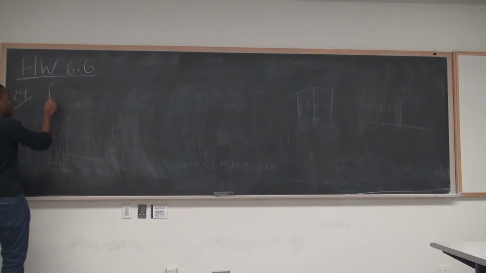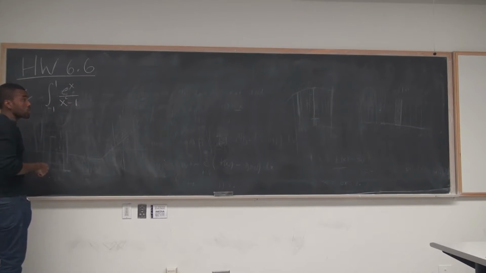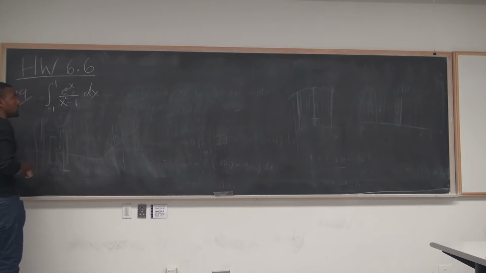Integral from -1 to 1 of e dx over x squared minus 1, over x squared minus 1 dx. What did it say? Trying to determine whether it's convergent or divergent, and if it's convergent, like this.